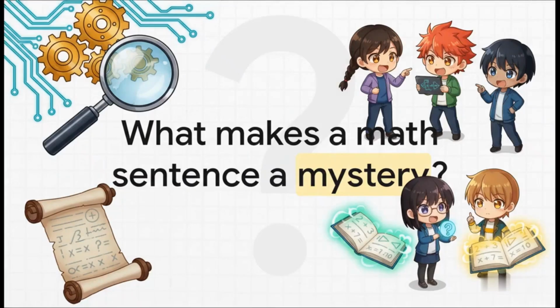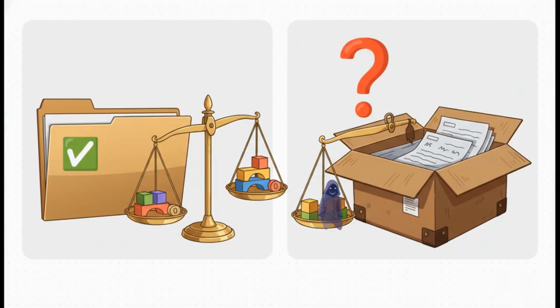So what is it that makes a math sentence a mystery in the first place? Well, just like in a good detective story, some statements are just open and shut facts, while others, they're full of questions, leaving the case wide open. Okay, check this out. On the one hand, you have a statement like 2 plus 3 equals 5 plus 0. That's a closed case, right? It's a solid fact. It's always true.